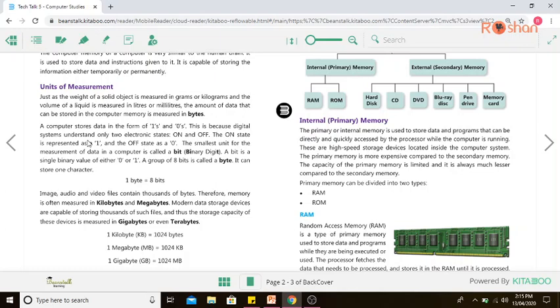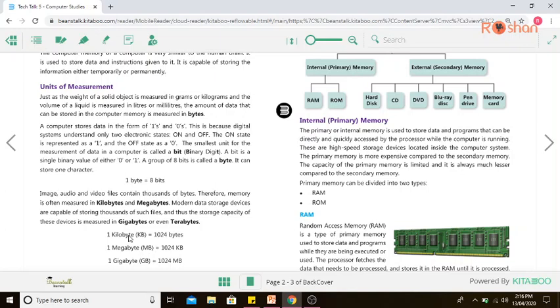The smallest unit for the measurement of data in a computer is called a bit, a binary digit. A bit is a single binary value, either 0 or 1. So I will explain how to do it. What are the different units? Basically, the units are used only to measure the size of your memory.